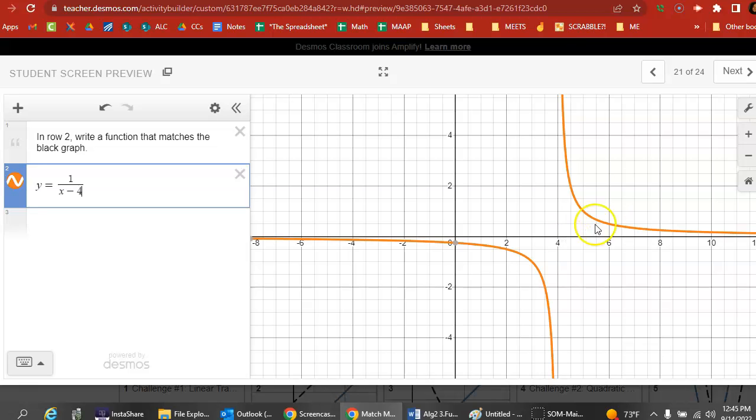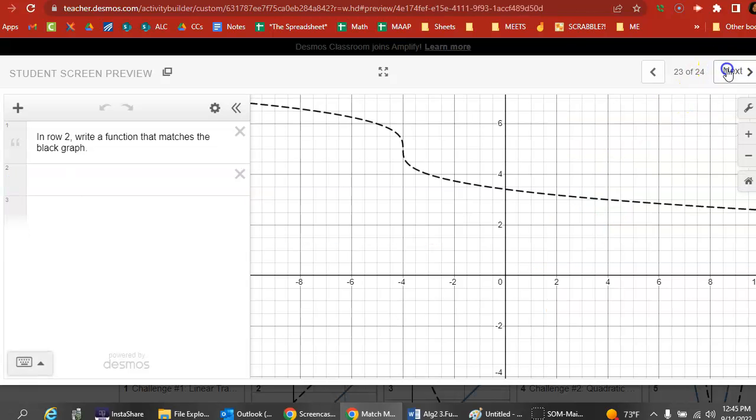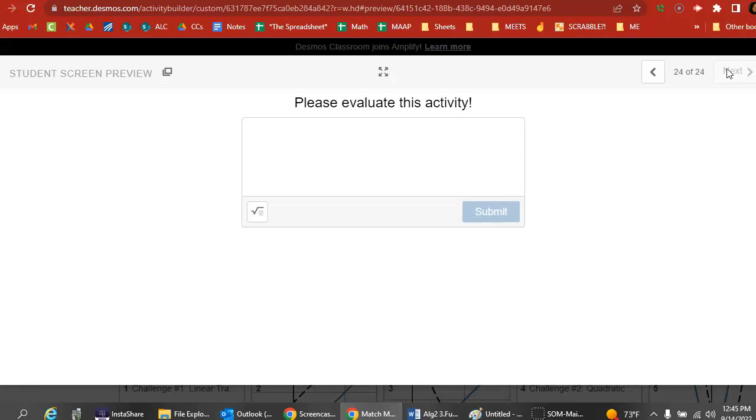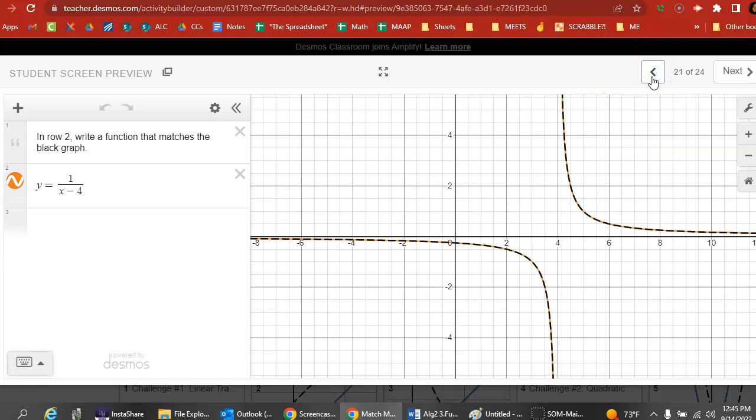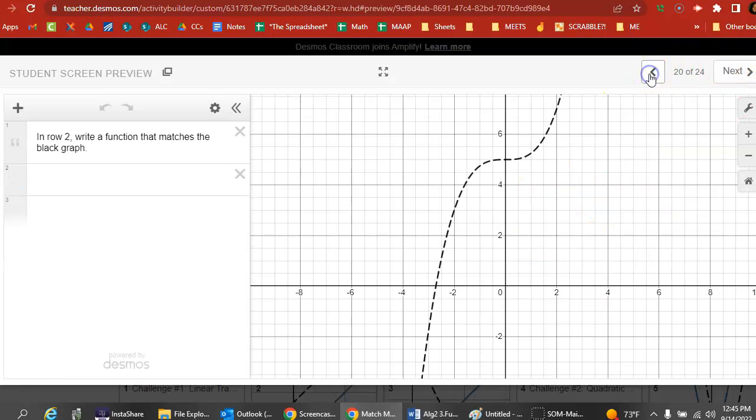So please keep going, finish all 24 slides. When you are done, it does save your progress automatically, so you don't have to worry about saving. As you go slide to slide, you see that it saves what you have in there.